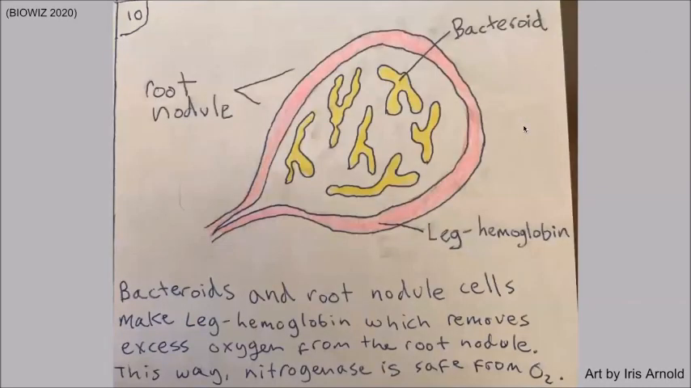To avoid this, the bacteroids and the legume cells work to form a pink pigment, leghemoglobin, that is an oxygen scavenger that removes any excess oxygen from the nodule cells. So that's how that works.